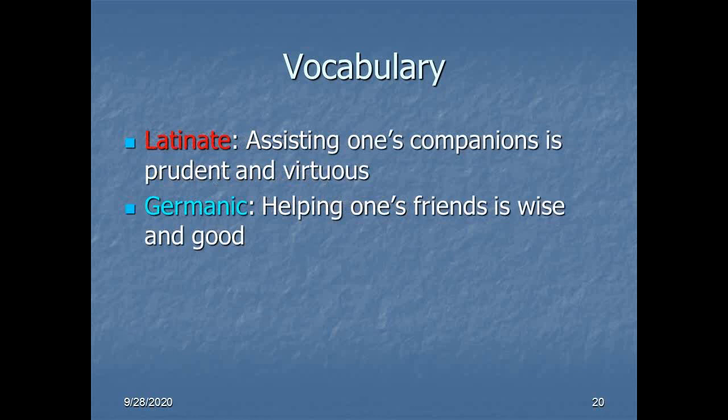But moving away from poop and also from single words into complete sentences, let's take a look at two sentences which mean about the same thing. One using Latinate and one using Germanic vocabulary. So on the Latinate side, we have assisting one's companions is prudent and virtuous. And on the Germanic side, we have helping one's friends is wise and good. Now, these two sentences mean about the same thing, but they will be received differently. They feel different in your ears.